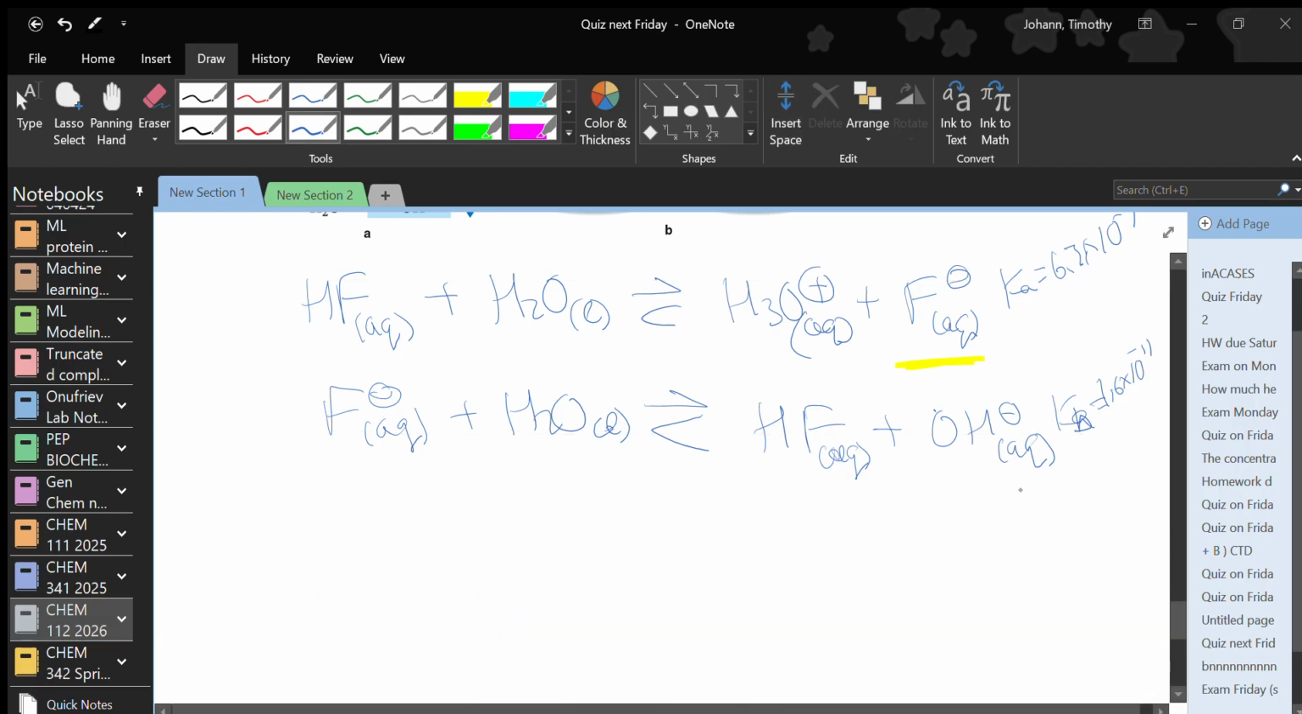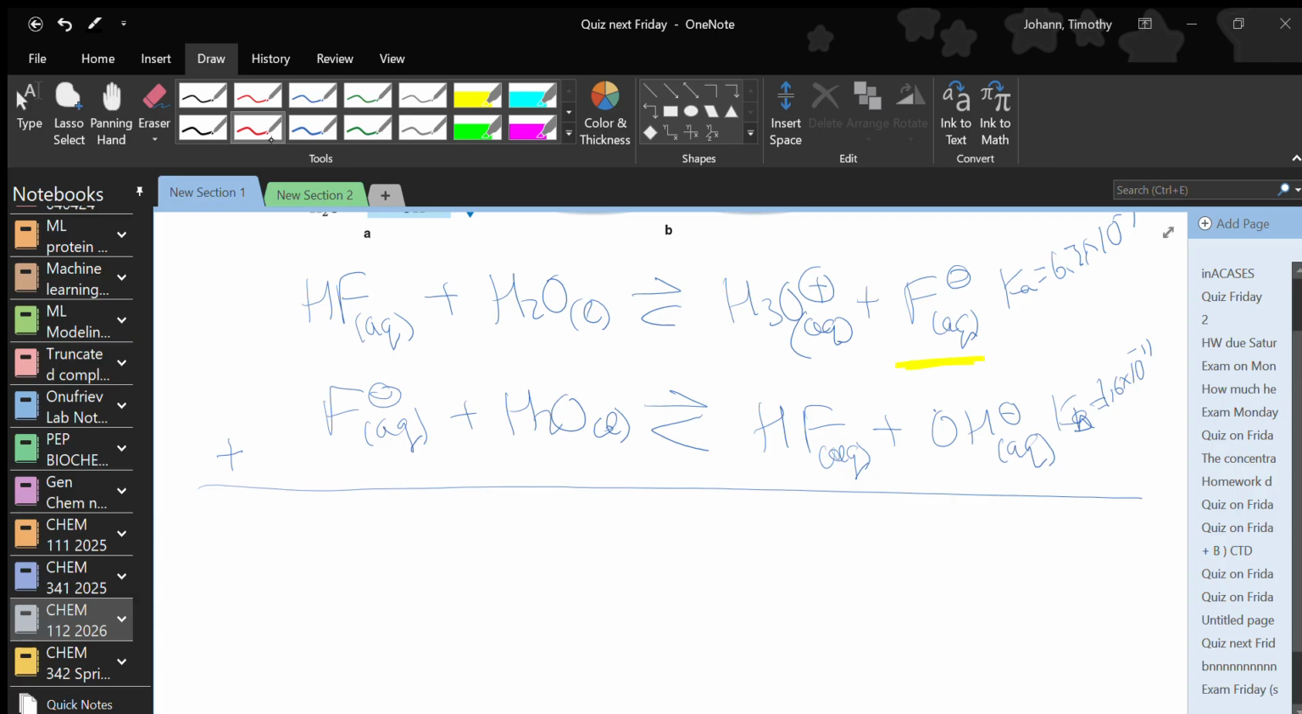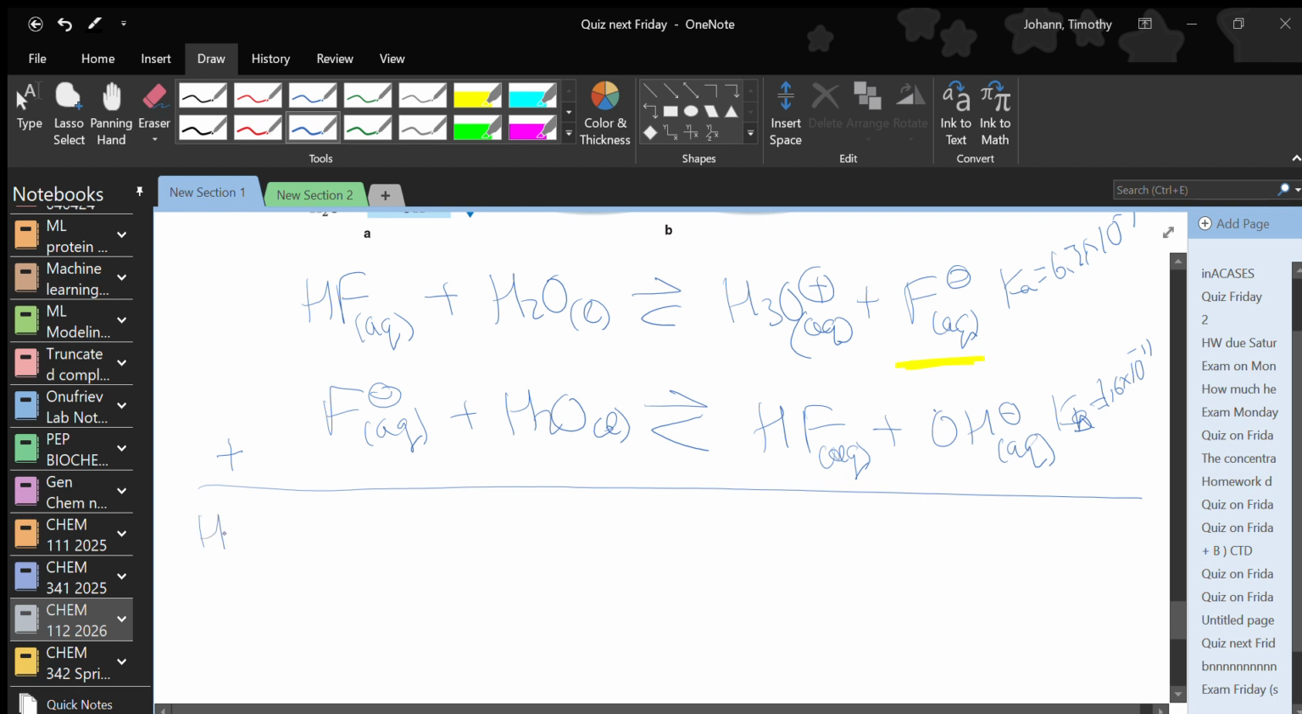Let's go ahead and add them together. Okay? If I add them together, I'll do it out. I'm going to write HF plus H2O. That's my reactants for the top reaction, plus F minus plus H2O. That's the reactants for my bottom reaction.